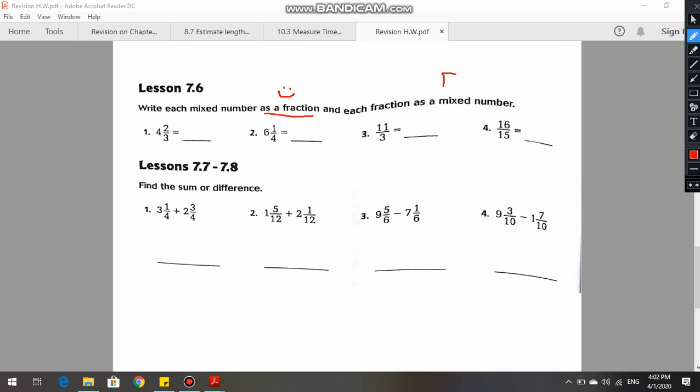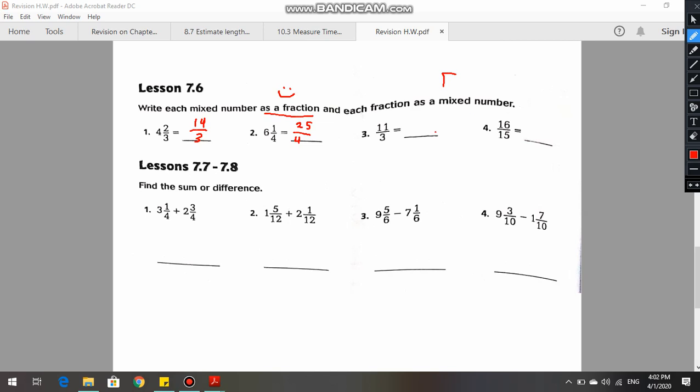I want to convert it into a fraction. So 4 times 3, 12. 12 plus 2, 14 over 3. Now 6 times 4, 24 plus 1, 25 over 4.